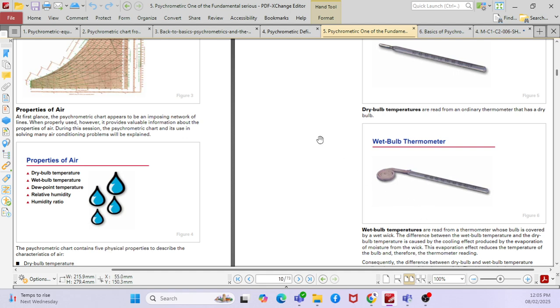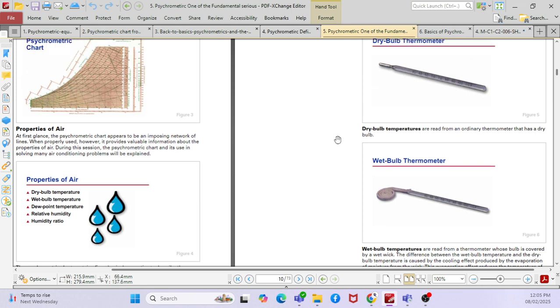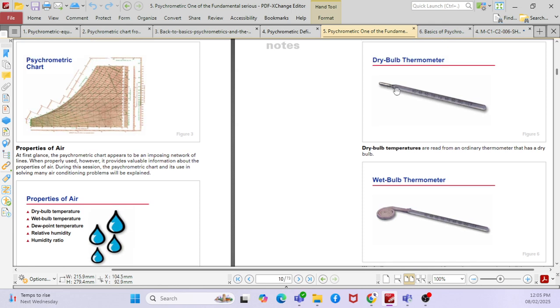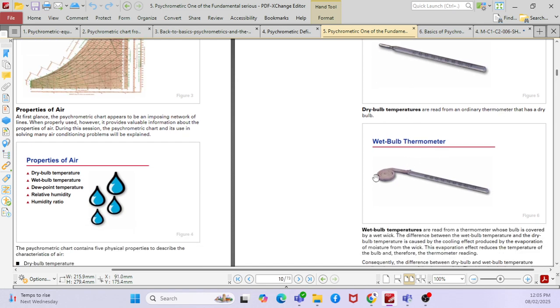Normally in our college days or school, we have a physics laboratory where we used to study temperature readings, right? For dry bulb temperature, you take the normal thermometer, measure from outside, and you get the reading. That is called dry bulb temperature. When you apply the wet wick, moisture from the wick evaporates into the air.